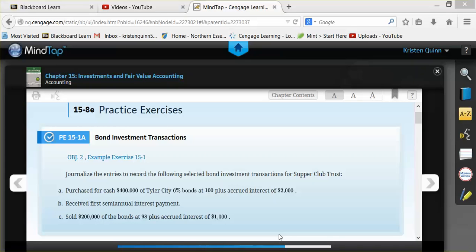Club Trust. In Part A, they tell us that we've purchased for cash $400,000 of Tyler City 6% bonds at 100 plus accrued interest of $2,000. In Part B, we're going to record our first semi-annual interest payment. And in Part C, we sold $200,000 of the bonds at 98 plus accrued interest of $1,000. Remember, in this chapter, we're an investor. We are purchasing investments.